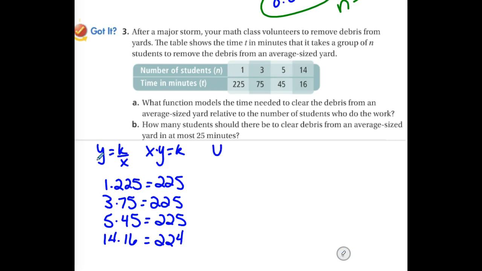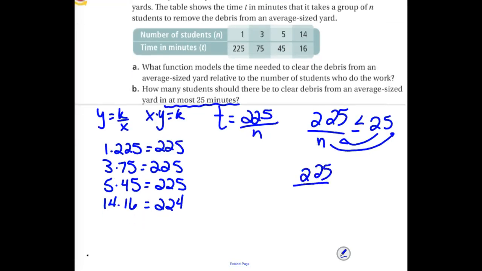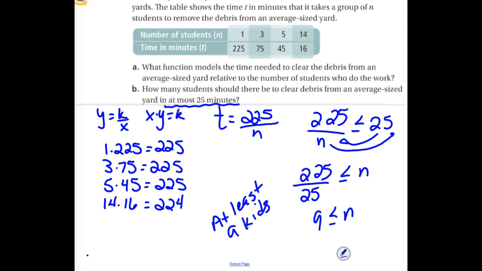Okay. So our model is t equals 225 divided by n. This time we want the time to be at most 25 minutes. So now we have to be 25 or less. So 225 divided by n has to be less than or equal to 25. So can we multiply the n up and divide the 25 down at the same time? So 225 divided by 25 is less than or equal to n. What do we end up with? 9. So our n value has to be greater than or equal to 9. We would need at least 9 kids. Could we have more? Yes. If we have more than 9 kids, we'll just get it done faster. Okay?